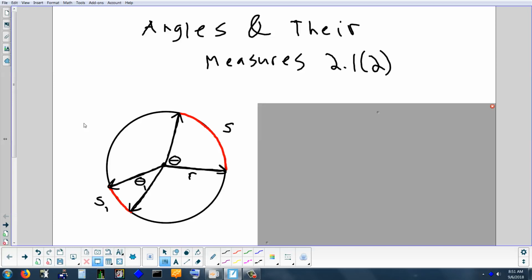From angle theta, if you look at the two rays that come out, they hit the edge of the circle here and here. Between those two points, I've drawn an arc in red, and I just called that arc S. So arc S goes with angle theta, and then I did the same thing down here. Arc S1 goes with theta 1. So S1, theta 1, S goes with theta. Any questions on that picture?